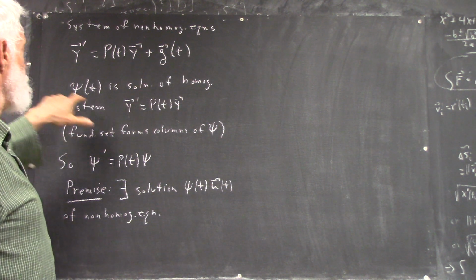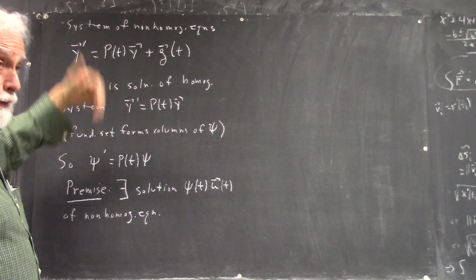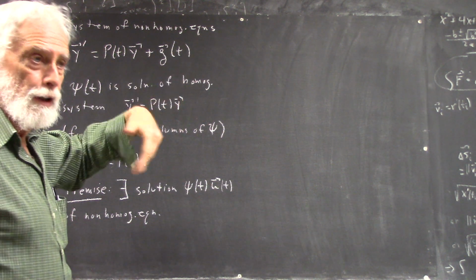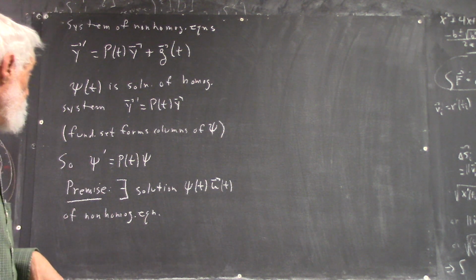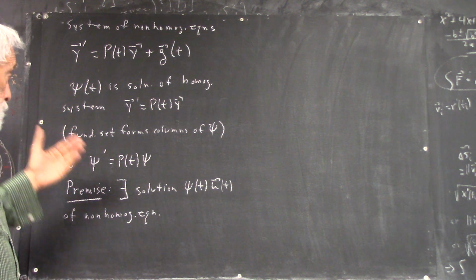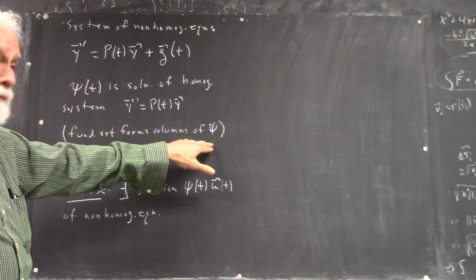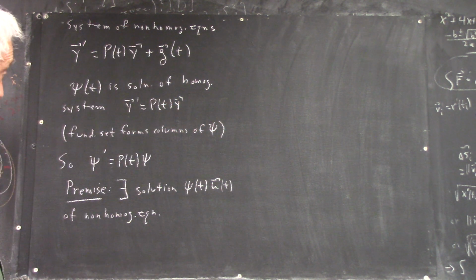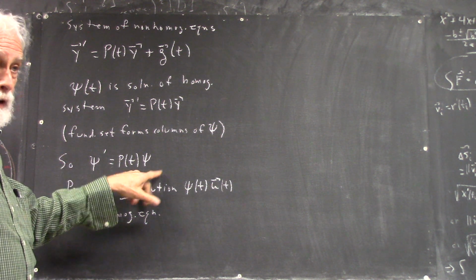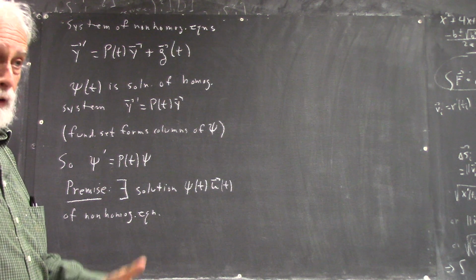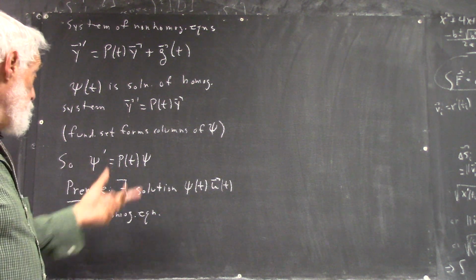Okay, so we're going to let psi of t be a solution to the homogeneous equation. The matrix solution consists of columns, and each column represents a member of the fundamental set. We've been over that, so we should understand it. The fundamental set forms the columns of psi. So psi prime equals P of t psi. That's what it means for this to be the solution of the homogeneous equation.